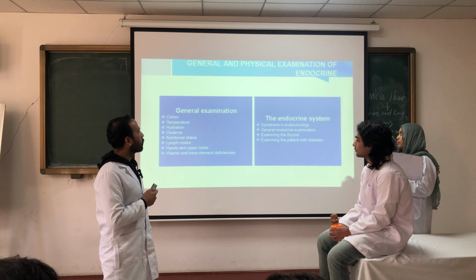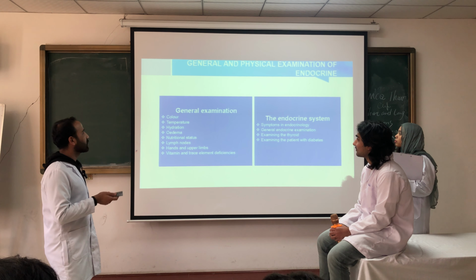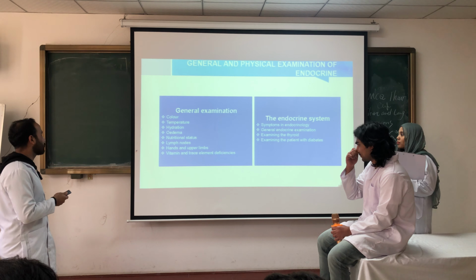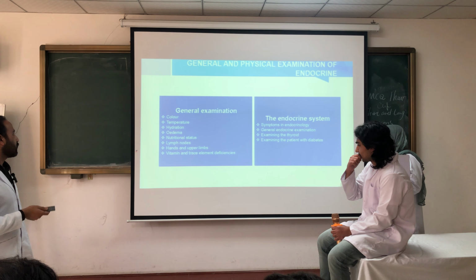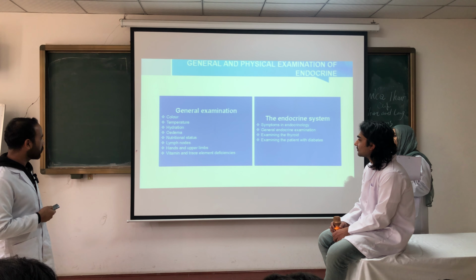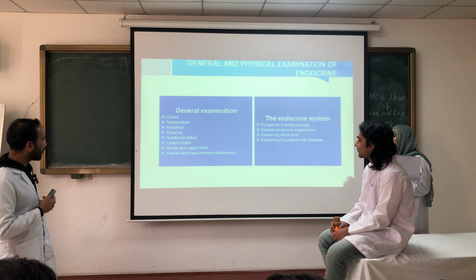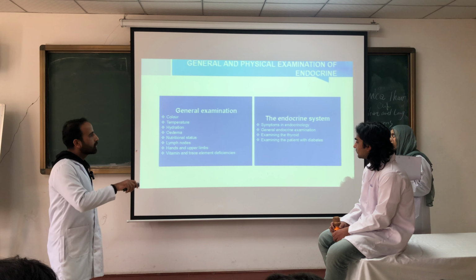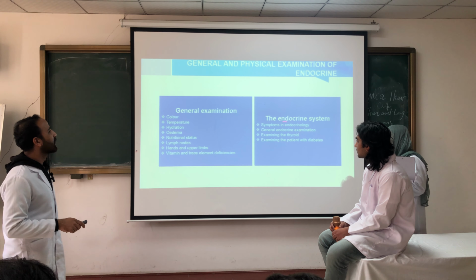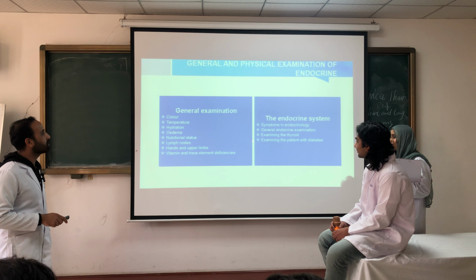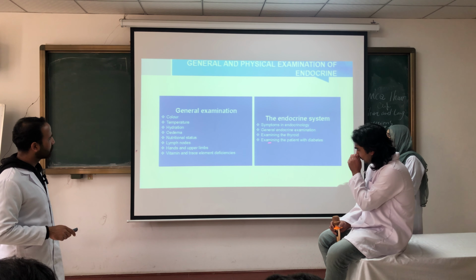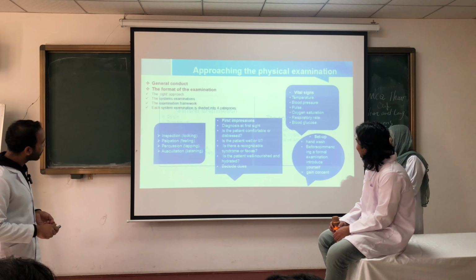Now here is the physical examination of the endocrine system in general, in which we see the general examination. In the general examination, first we have to see color, temperature, hydration, edema, nutritional status, lymph nodes, hands and the upper limbs, vitamin and trace element deficiencies. The endocrine system symptoms in the endocrinology: general endocrine examination, examining the thyroid, examining the patient with diabetes.